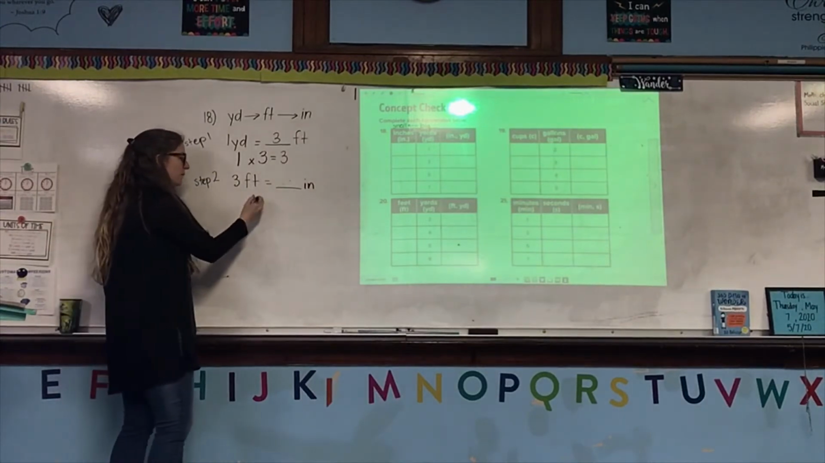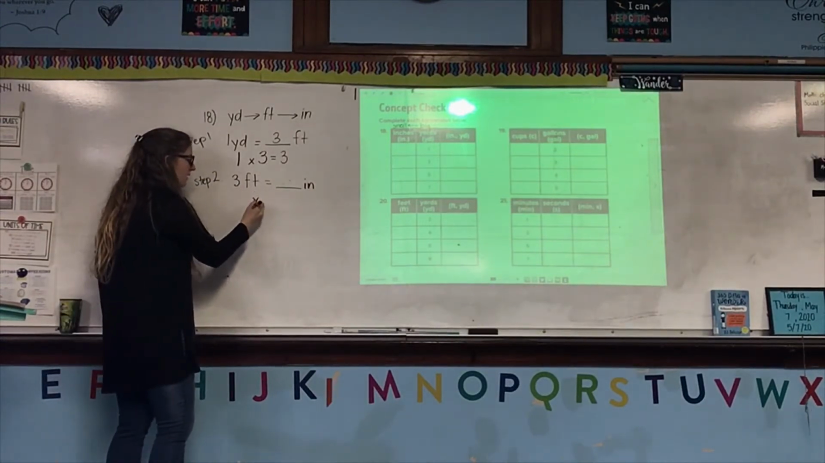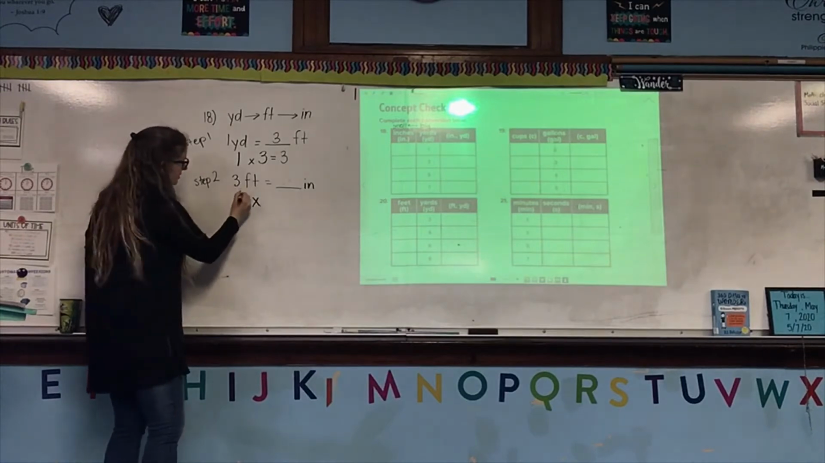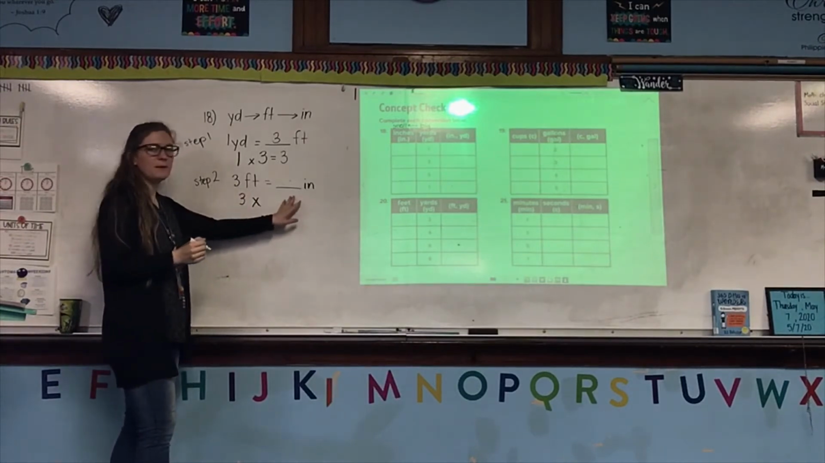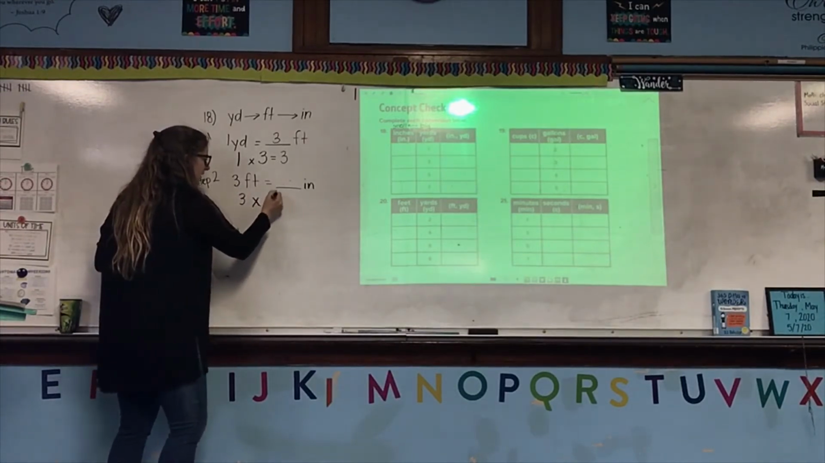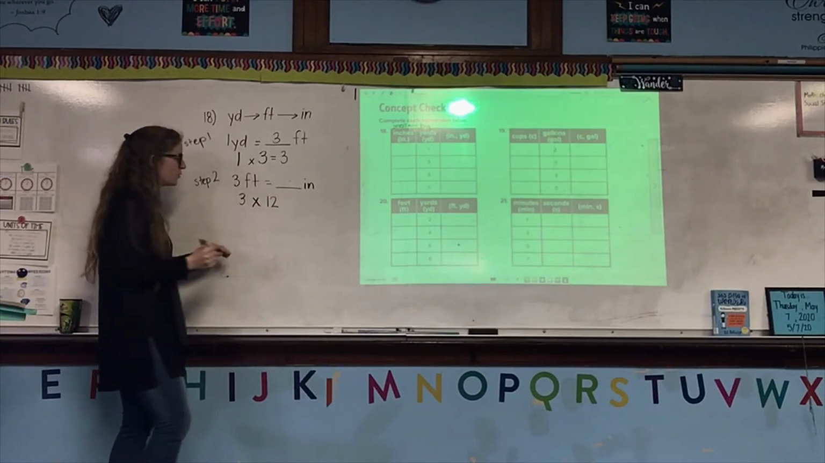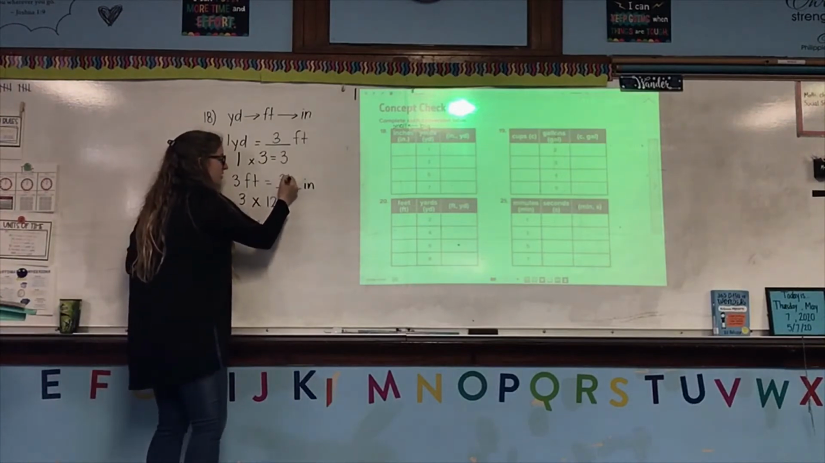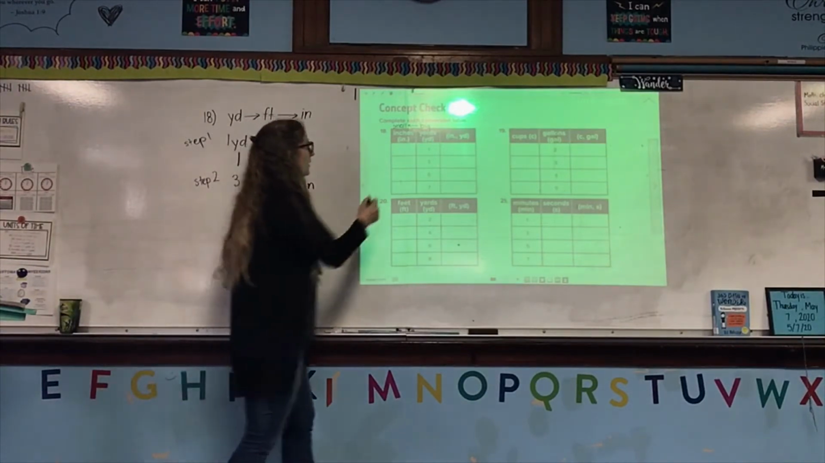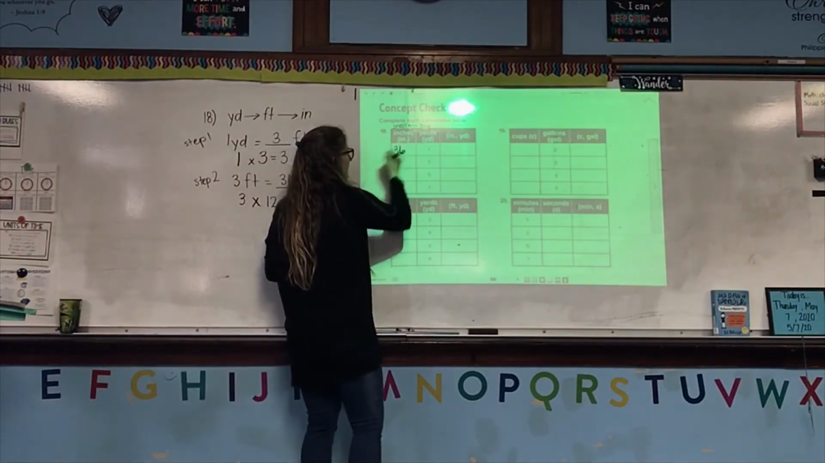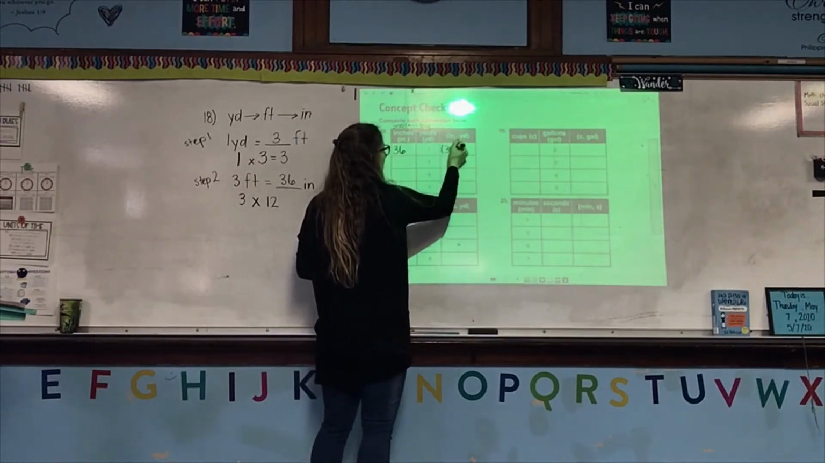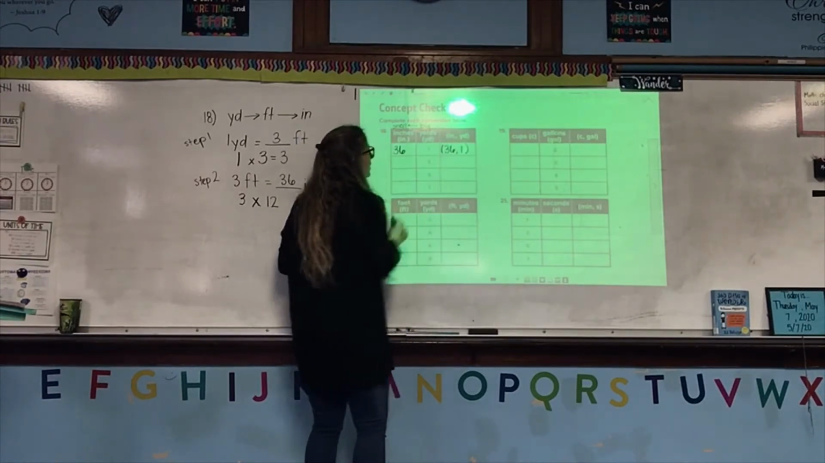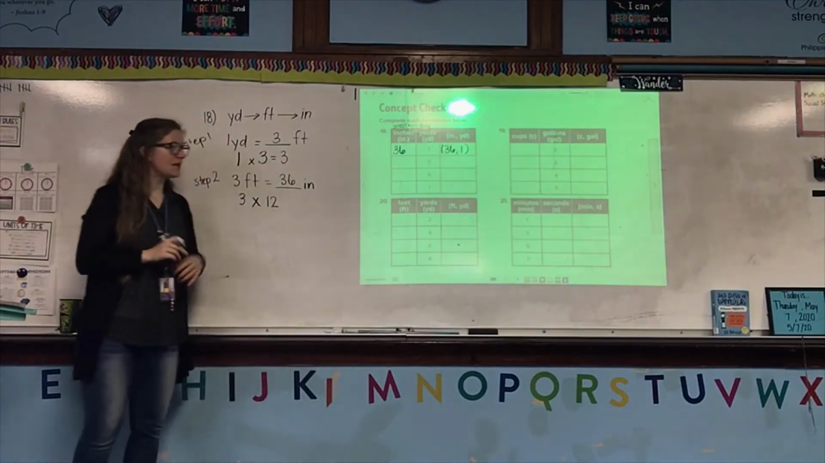But we're still going from big to small, so we're going to multiply. We start with what we know, which is 3 feet, and then we multiply it by the number of inches in a foot, which is 12. 3 times 12 is a basic fact. It equals 36. So that means there are 36 inches in a yard. Don't forget your number pair. And so we've got that.